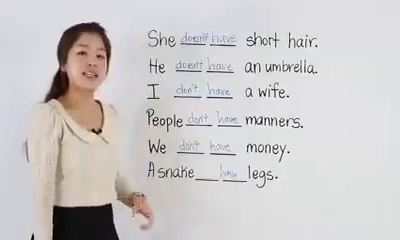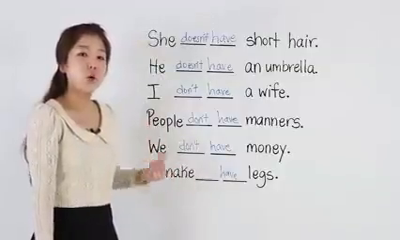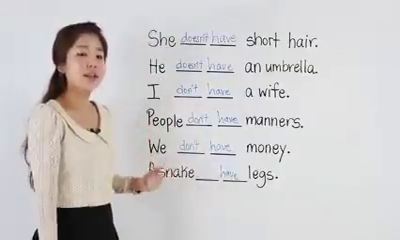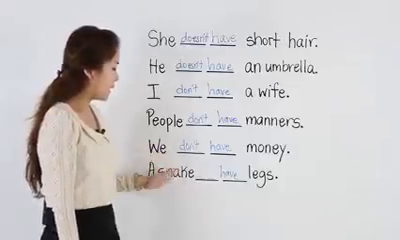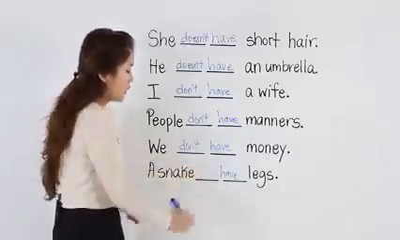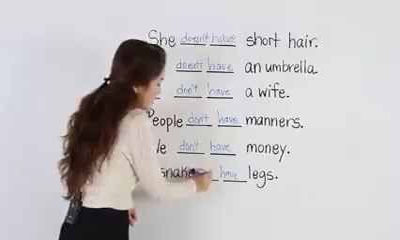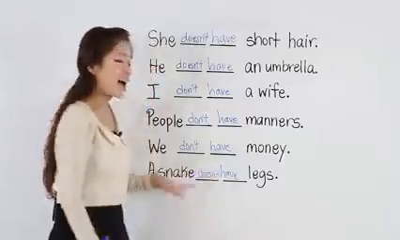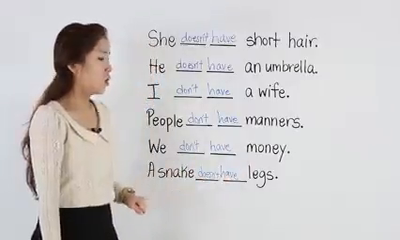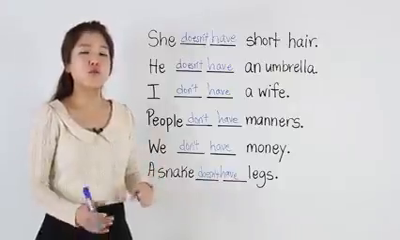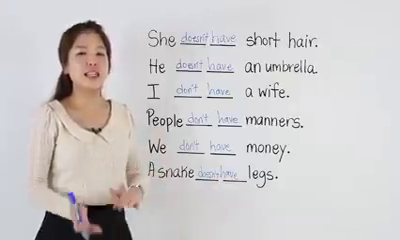A snake is an animal. What do we use for an animal? It. It, what should we put here? It doesn't have legs. Okay, so that was our practice for the negatives don't have and doesn't have.